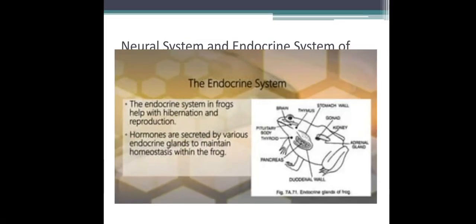Central nervous system consists of brain and spinal cord. Peripheral nervous system consists of cranial and spinal nerves. Frogs के पास दो pairs of cranial nerves होती हैं. And the autonomic nervous system consists of sympathetic nervous system and parasympathetic nervous system. Structure of brain बच्चों next video में हम देखेंगे. I hope you have understood the concept.